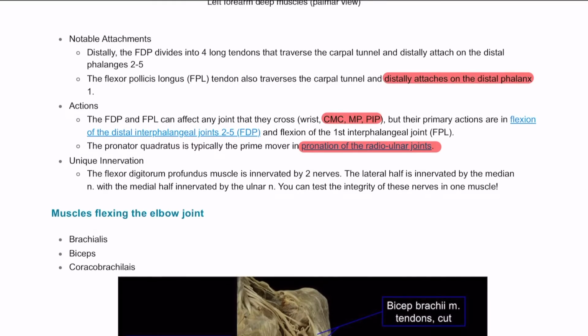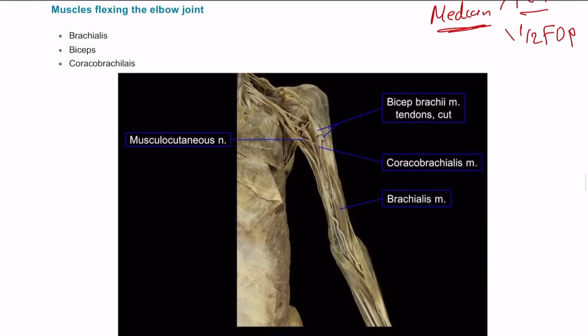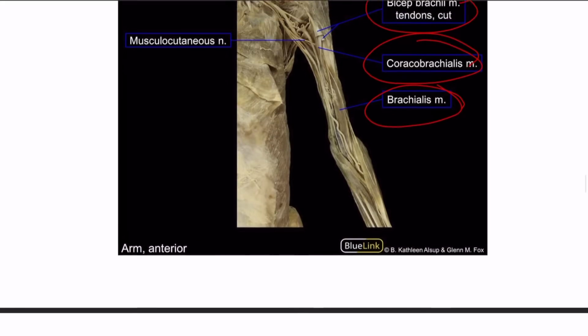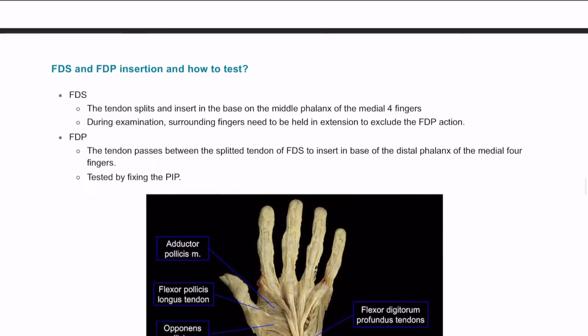The unique innervation will be mainly from two nerves. So we'll take from the ulnar nerve and the radial nerve. So at this point, we can say that all the flexors will be supplied by the median nerve, except for the flexor carpi ulnaris and the medial half of the flexor digitorum profundus muscle. All right. We talked about muscles flexing the elbow, and it's these muscles we mentioned before, and they are all supplied by the musculocutaneous nerve.